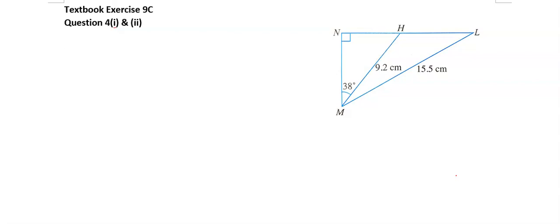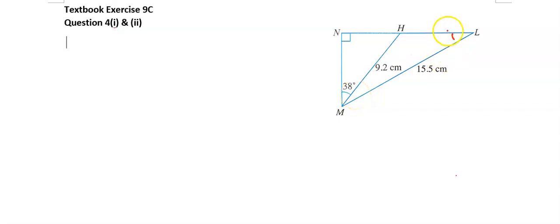Okay, in this question for part 1, we are supposed to find this angle MLN. If you are able to tell from this diagram, there are two right angle triangles overlapping each other. First is this triangle MNH. The other right angle triangle will be MLN. So these two are right angle triangles.